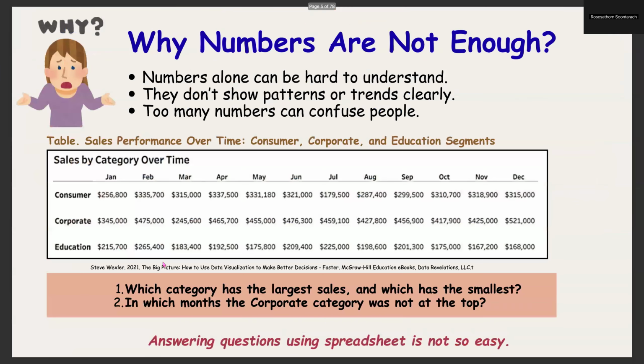So why are numbers not enough? Numbers alone can be hard to understand because they don't show patterns or trends clearly, and too many numbers can confuse people. Look at this table. If I ask which categories have the largest sales and which has the smallest, and another question, in which month the corporate category was not at the top, answering these questions using spreadsheets is not so easy.